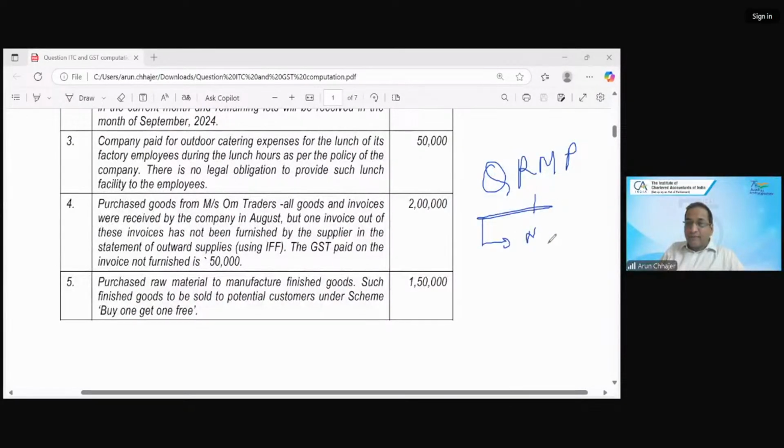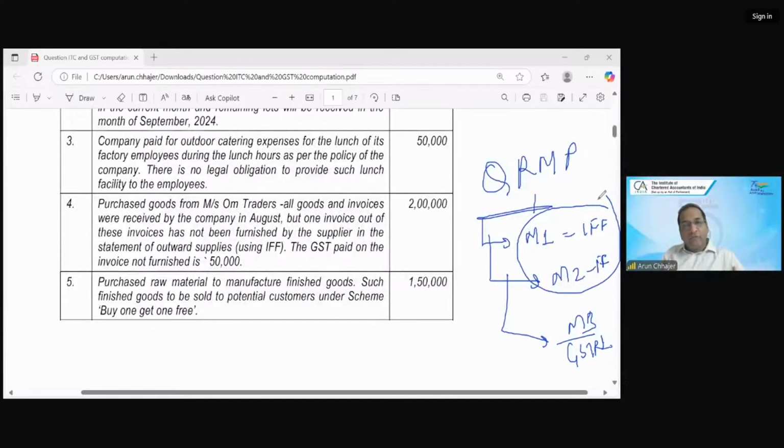For QRMP taxpayer, M1 IFF, M2 IFF, M3 GSTR1. Only for first 2 months, only IFF would be available. If you don't choose to file IFF, no problem, but he can add the transaction in the GSTR1.